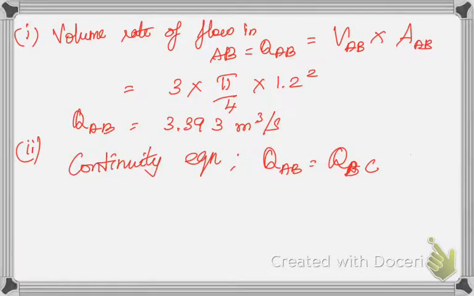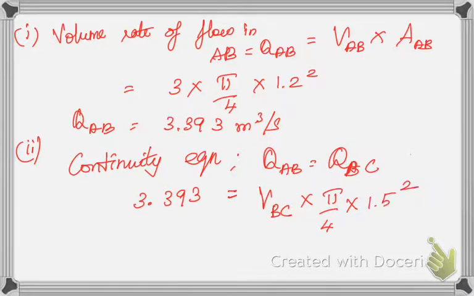As per the continuity equation, QAB will be equal to QBC, which is already QAB I have determined as 3.393, and here the velocity is the one I am going to determine, and area is going to be pi by 4 into 1.5 square. So the only unknown is going to be VBC. From here I will get my VBC as 1.92 meter per second. So the second one we have determined as 1.92 meter per second.